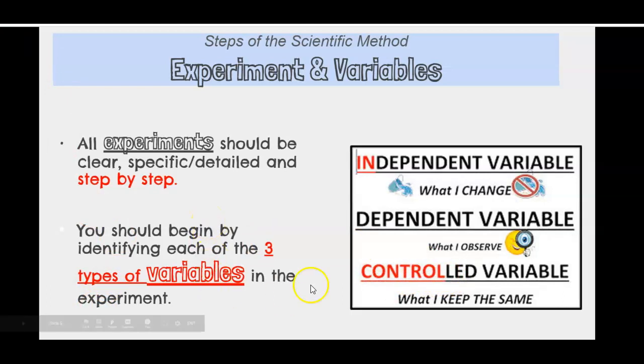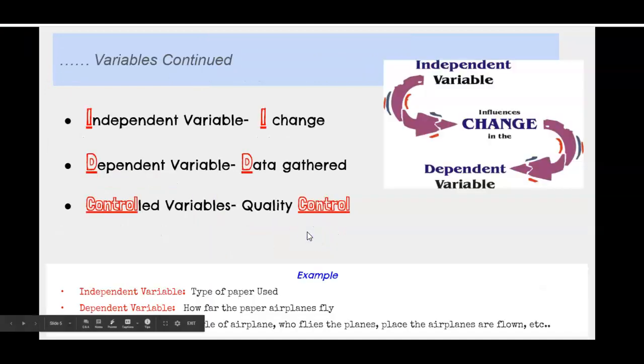All right, so let's look at this. Okay, so your independent variable is the thing that you change. So I change the independent variable. The dependent variable is the data that you gather. So the data you're recording in your data table is really going to be your dependent variable. And the controlled variables are quality control.